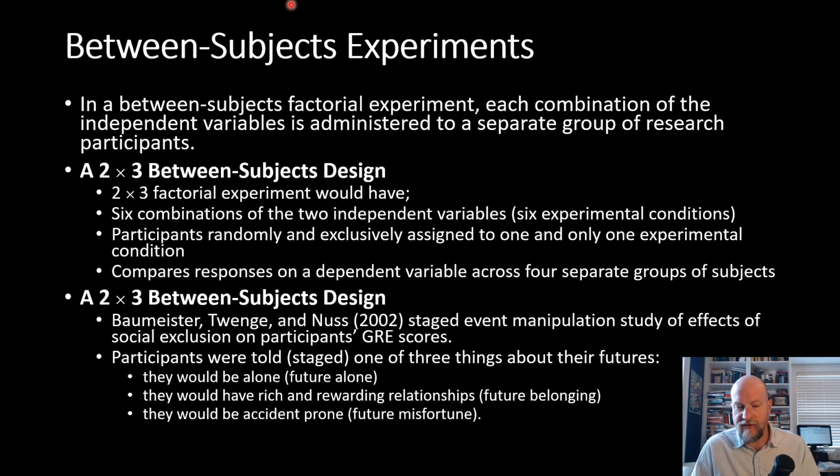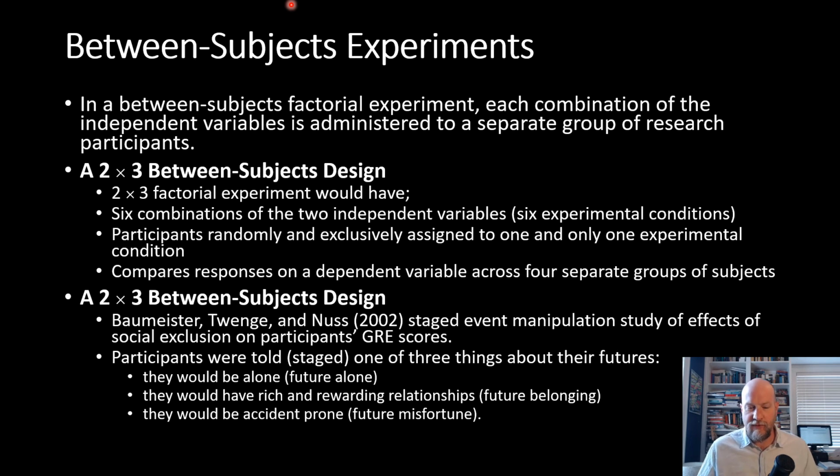In the 2x3 between subjects design, for example, we can talk about research in your book by Baumeister, Twenge, and Nuss from 2002. This is where they staged an event that manipulated the effects of social exclusion on participants' GRE scores. We're not going to get into all kinds of details, but it was an interesting study. They were essentially told things about their future. It was staged. They were informed that this is just part of the experiment. And they were told either they would be alone, which is called the future alone condition, they would have a rich and rewarding relationship, the future belonging condition, or that they would be accident prone, which they call the future misfortune condition.